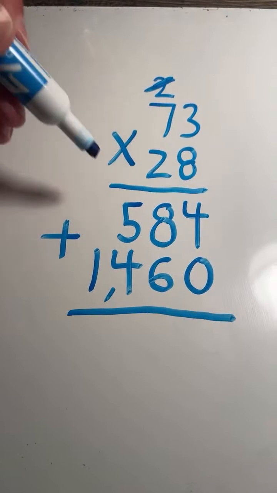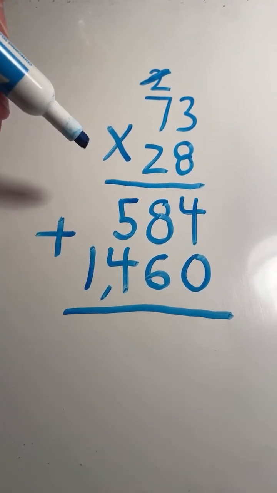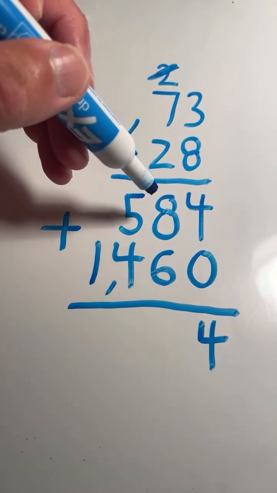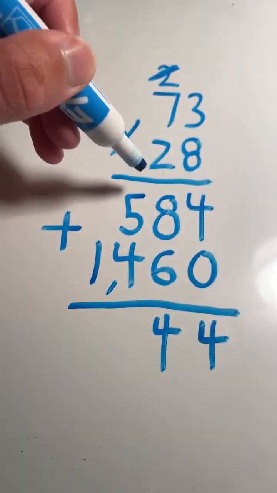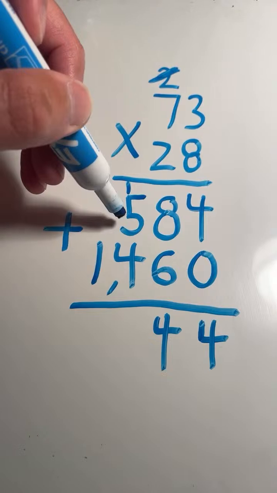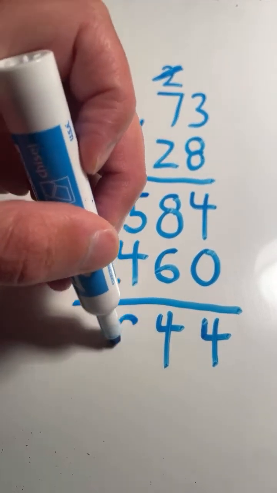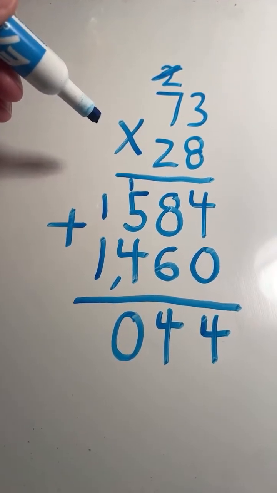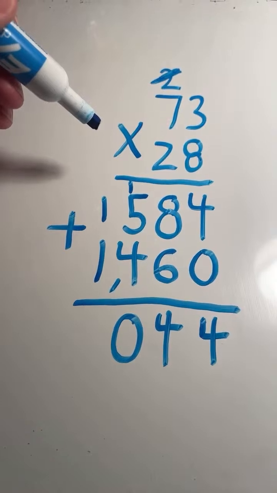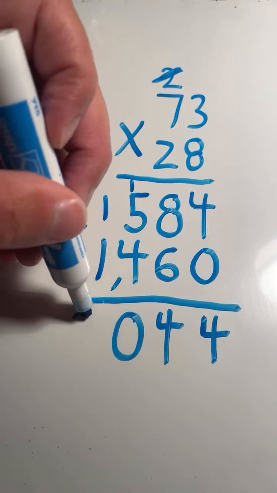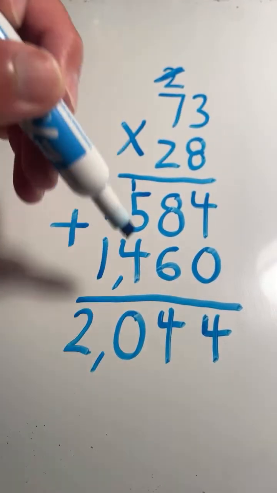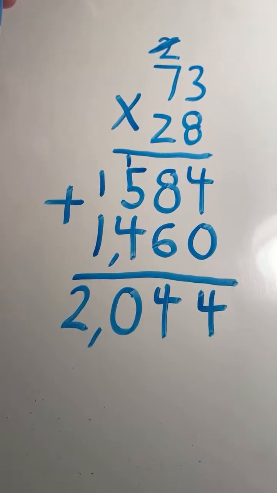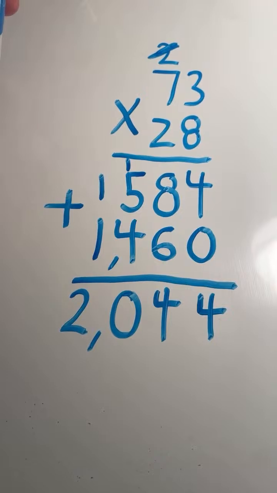All right, now we are going to add these two numbers together to get our final answer. 4 plus 0 equals 4. 8 plus 6 equals 14. 4, carry the 1. 1 plus 5 equals 6, plus 4 equals 10. 0, carry the 1. 1 plus 1 equals 2. And we have our final answer. 73 times 28 equals 2,044.